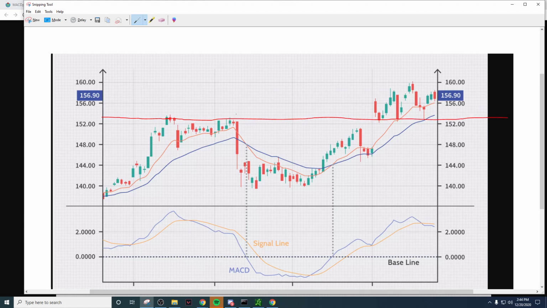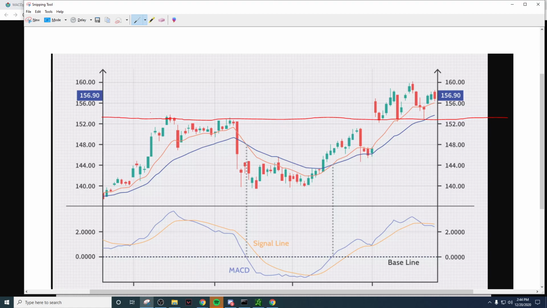So the divergence method. So let's go over where we had the crossover method right here. So where is my mouse? Okay, there we go. So this is the crossover method. When the MACD breaks above its signal line, we had this bullish uptrend right here. This is a result of this right here.